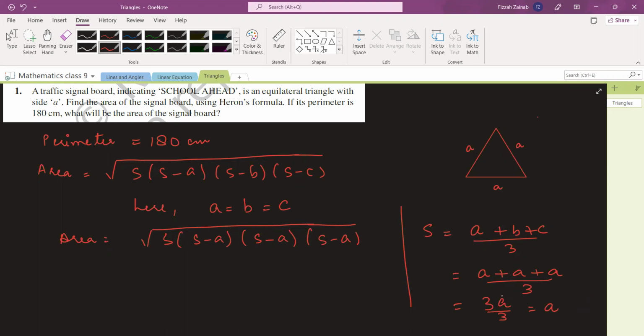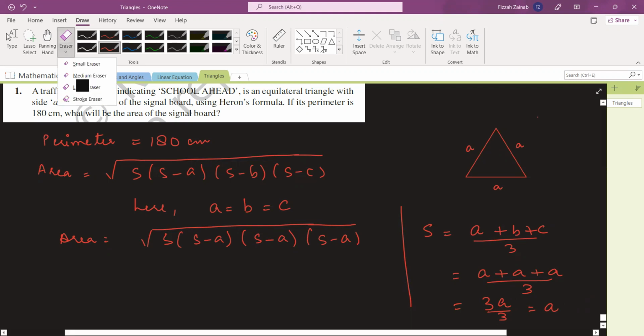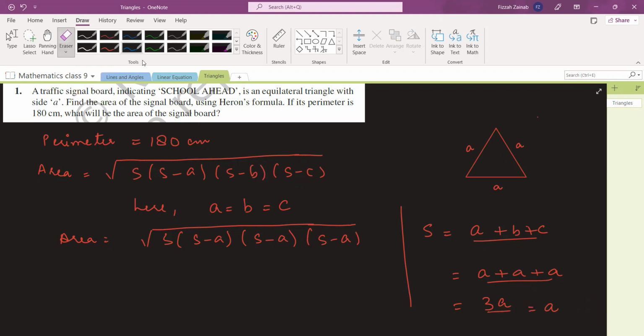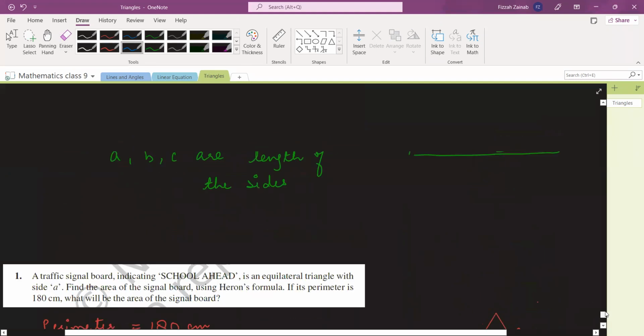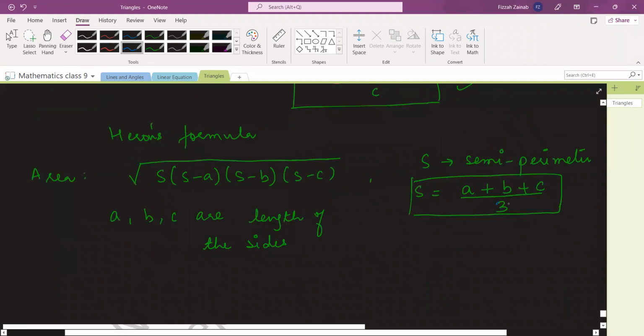Oh, sorry, one mistake I've done. Just a minute. Sorry, it was not 3. I wrote it by mistake. It was 2 in the formula. Please correct it. So it is 3A by 2. Yeah, here also please correct. I don't know why I wrote this. It was 2. Okay.